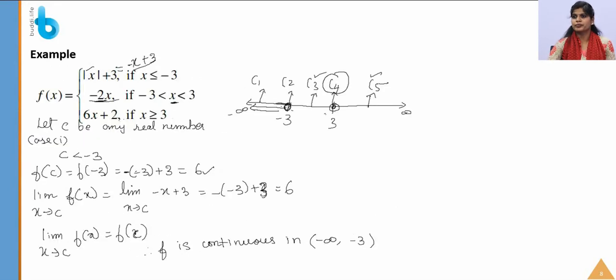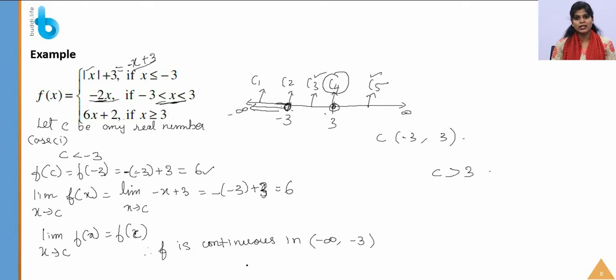Case 3 is your, what? C, that is this case. Okay, C lies between minus 3 and plus 3. Okay, and case 5 is what? C greater than 3. Okay, these two cases I wanted you to try.